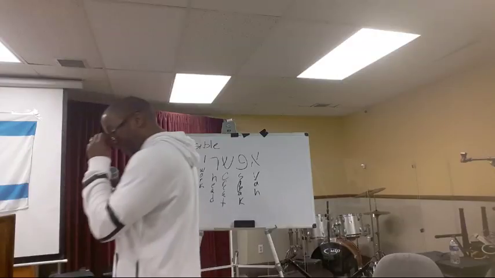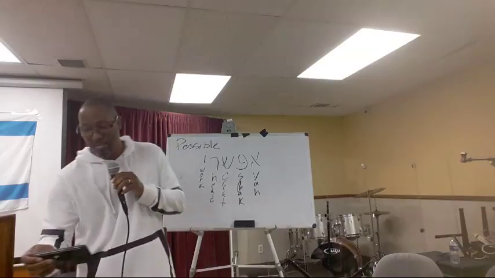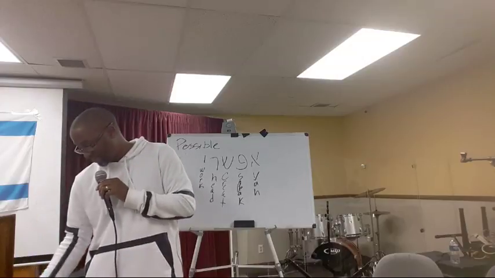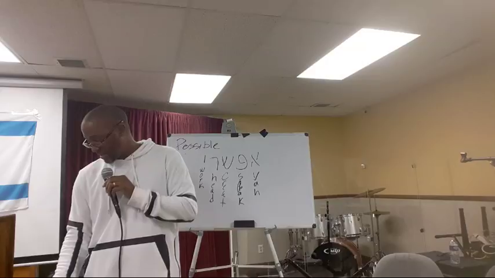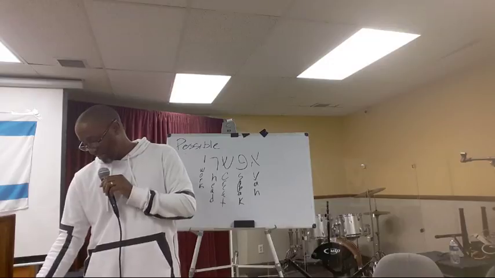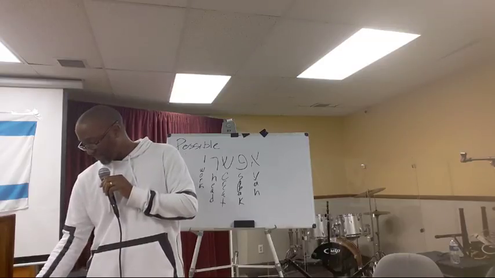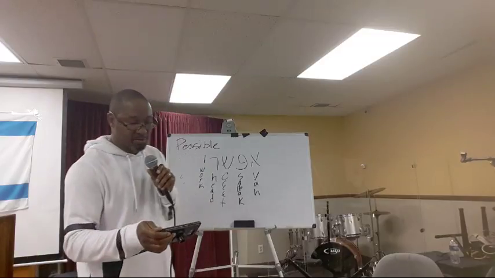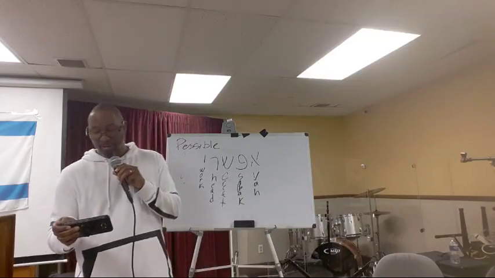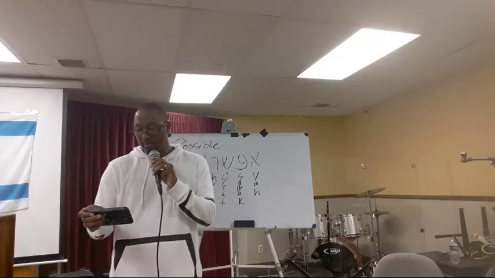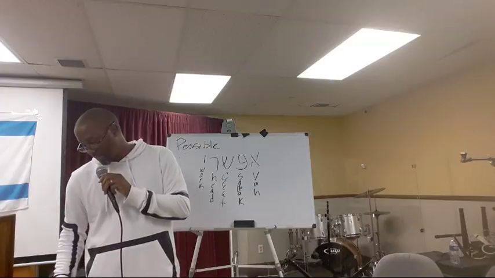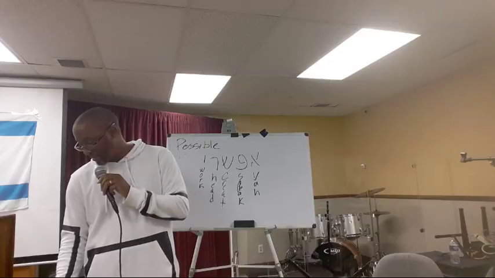Luke chapter 18, verse 27: And he said, the things which are impossible with man are possible with Yah. Genesis 18:14 says, is anything too hard for Yahweh? At the time appointed, I will return unto thee according to the time of life, and Sarah shall have a son. So nothing's too hard for Yah. Matthew 19:26.